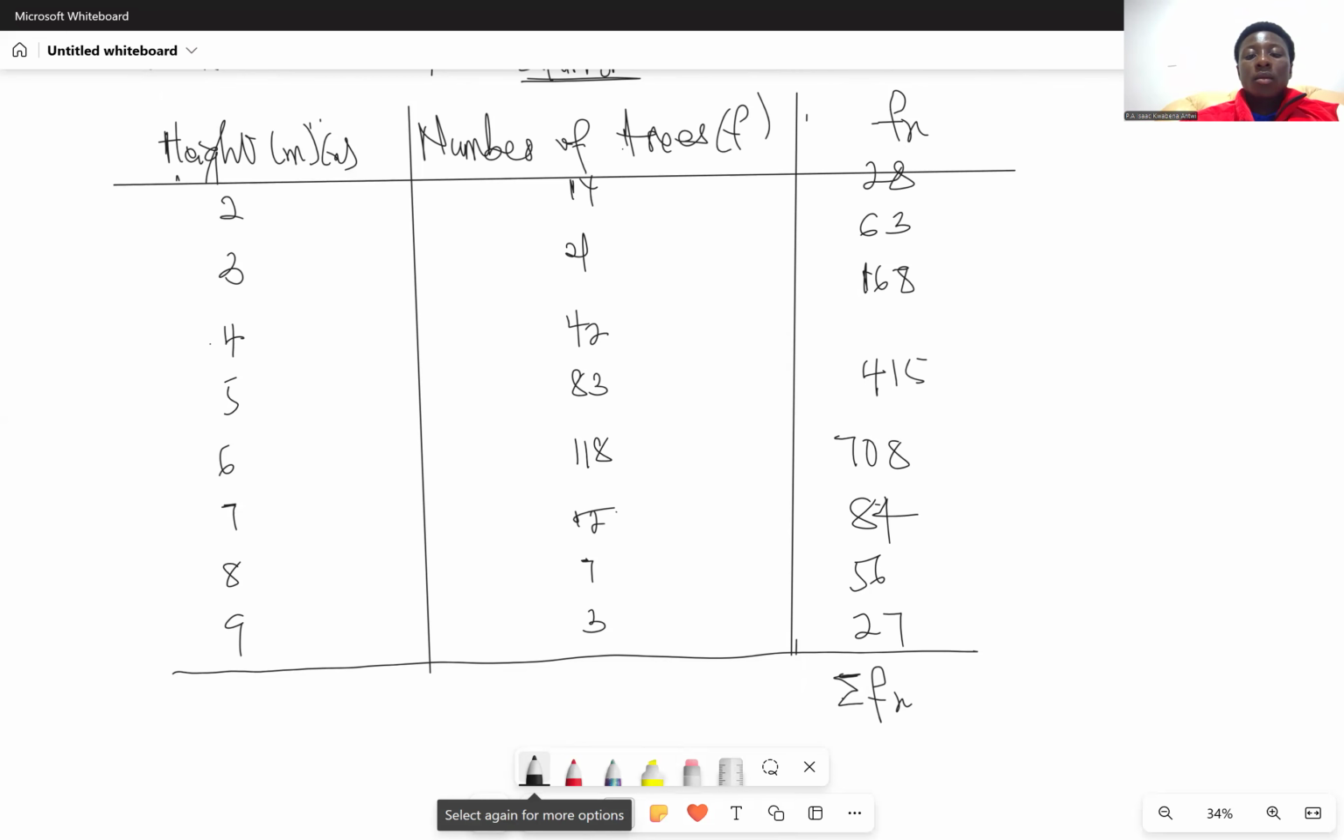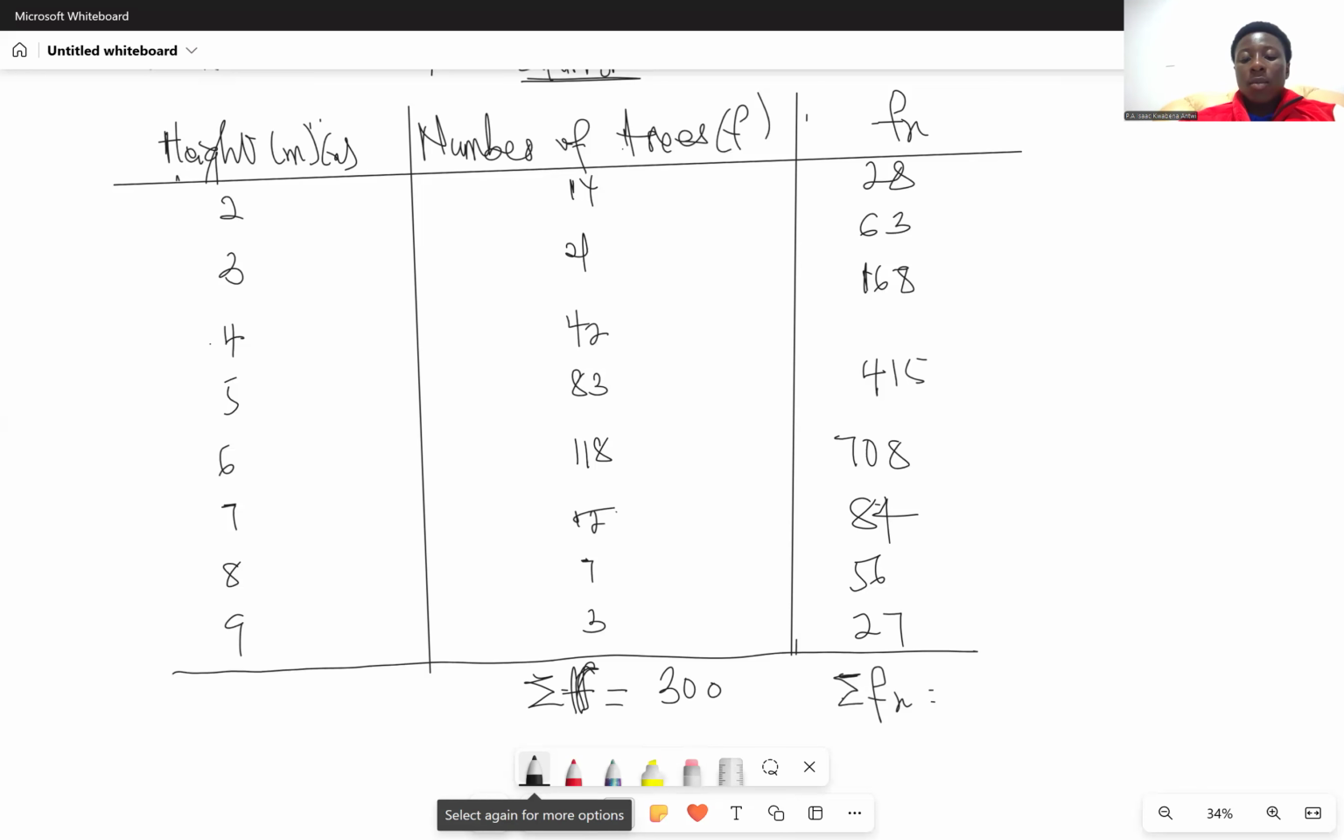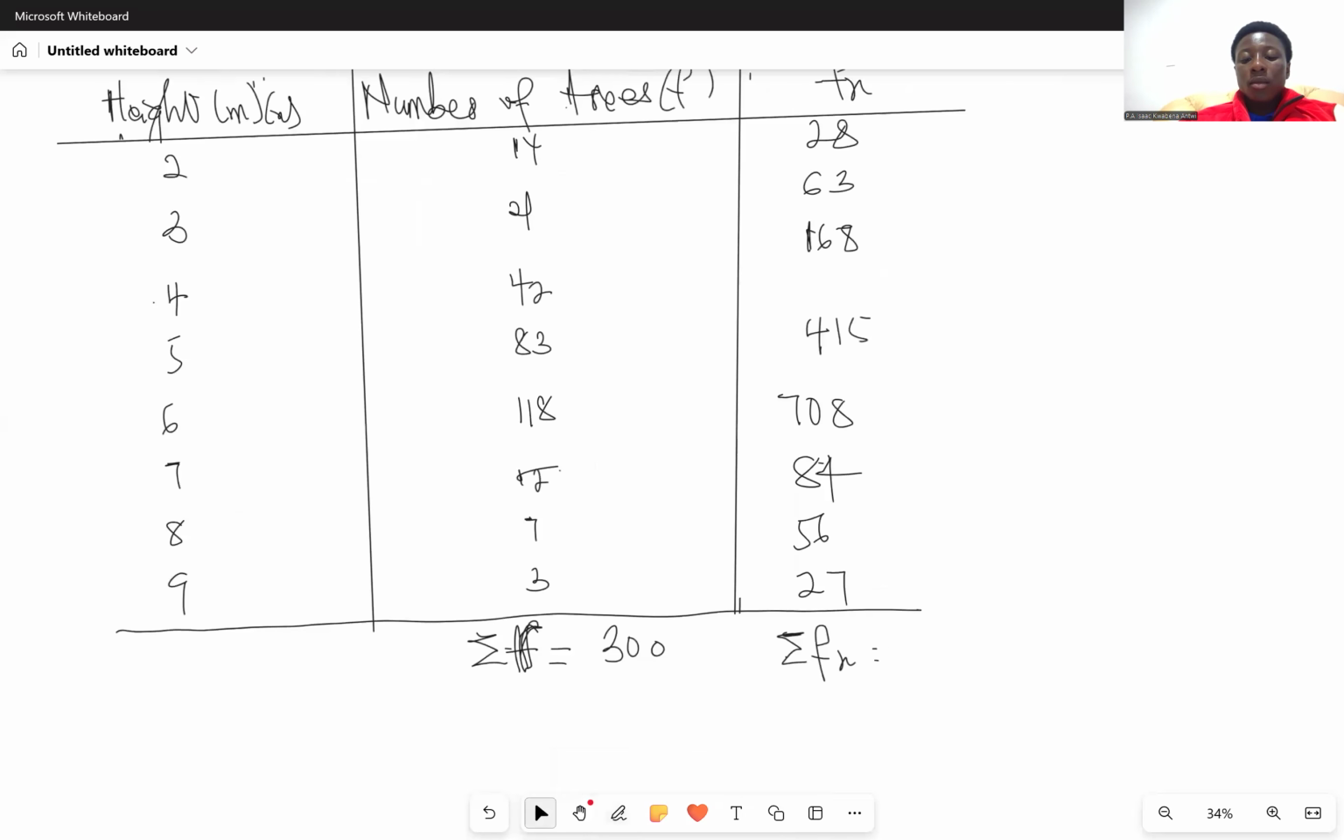Grace, what did you get? Yeah, so find the sum for that category. Sigma f, when you add all of these, is 300. How about this one? 1549.